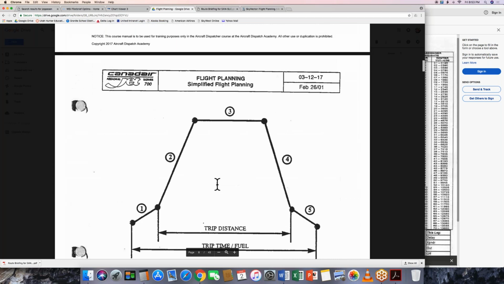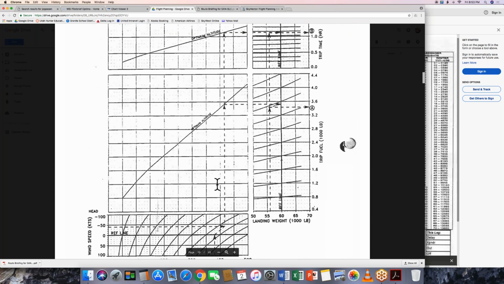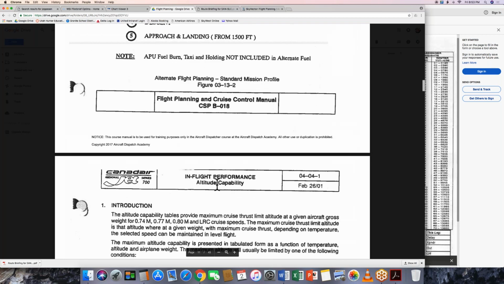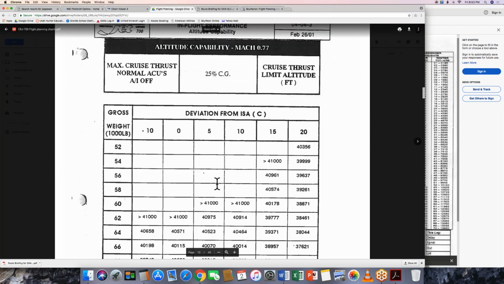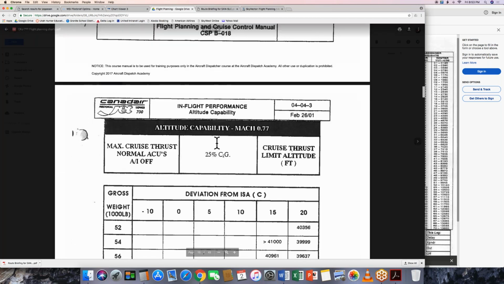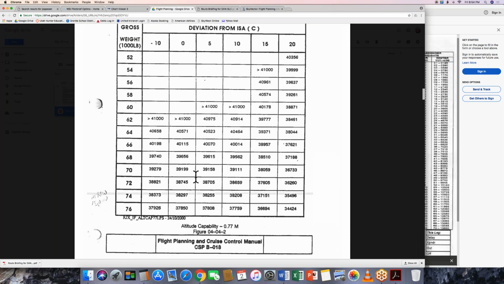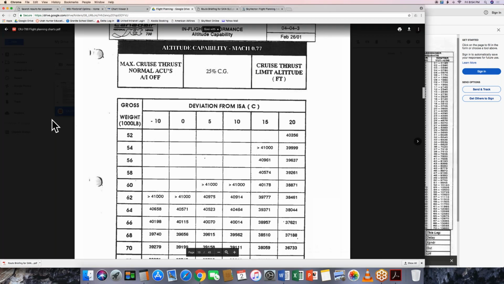We are going to use alternate... if I can find the dang chart. Altitude capability. Okay, so we'll use the altitude capability chart. Kind of intuitive, right? One thing we've got to figure out, first of all, is our average heading and our average deviation from ISA.